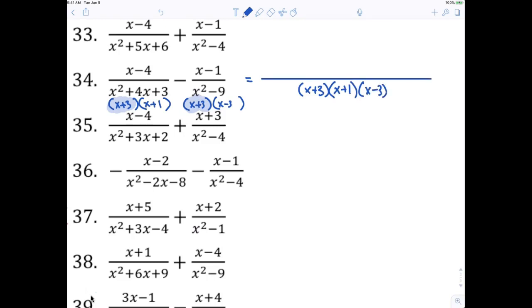Now remember what I'm trying to tell you. Speak up. As soon as you get lost, you have to tell me. Anybody have any issues with why that is the common denominator? So what do I multiply the first fraction by? X minus 3, because that's the one that's missing. And what do I multiply the second one by? X plus 1. Anybody have any issues with that?